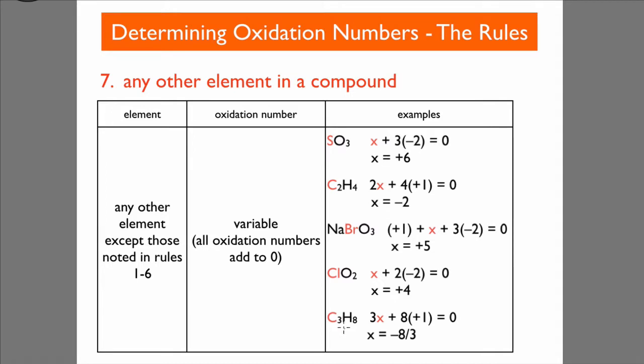Here we've got propane, and we've got 8 hydrogens, oxidation state of +1 each. That gives us 8. We've got 3 carbons with oxidation state of X, so you can do the math, and it's going to give us -8/3.